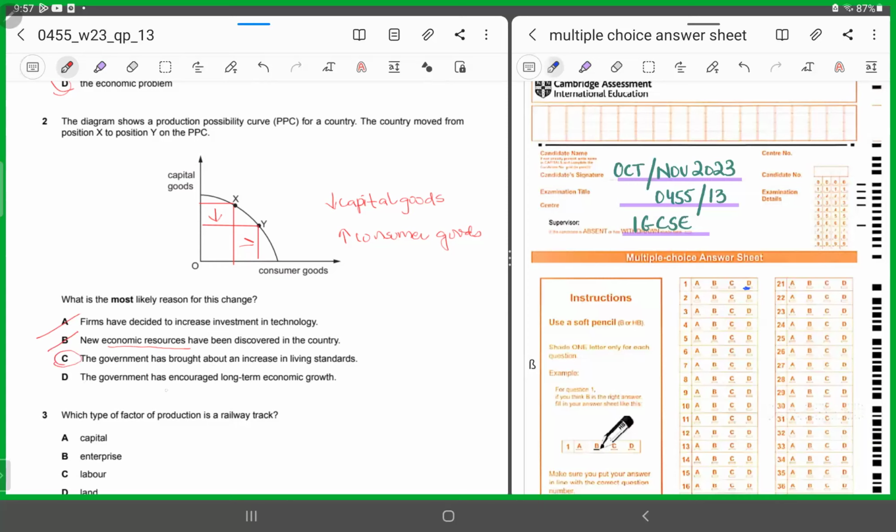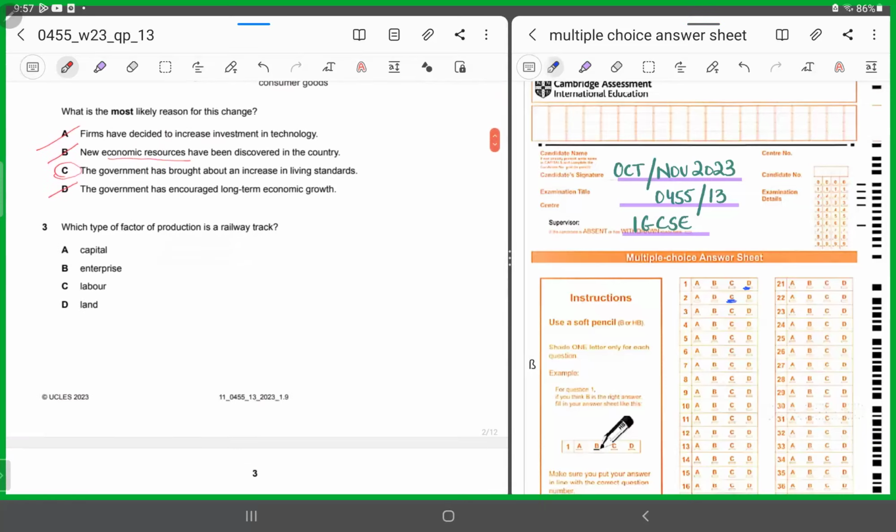D says the government has encouraged long-term economic growth. Again, it cannot be D. Why? Because if the government wanted to pursue long-term economic growth, it would still be going with the provision of capital goods and not providing more consumer goods. If the government had the intention of promoting economic growth, it would have stuck with its decision of providing more capital goods and not less. That is why D has to be eliminated. So the correct answer for MCQ number 2 is C. I hope this is clear.